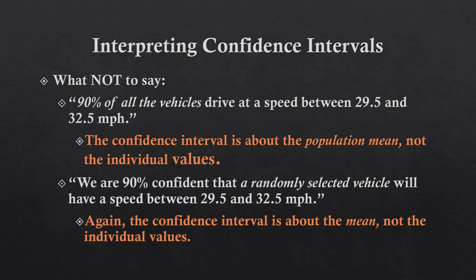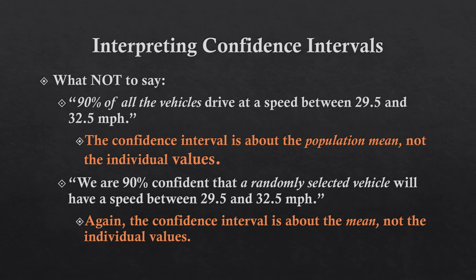Before we dive too much further into this, I just want to give you a reminder that when we interpret a confidence interval, after you've checked all the conditions and we get down to the C in PANIC, we do not want to talk about individual vehicles or all vehicles. We are talking about the mean of a population. So when you interpret your confidence interval, you always want to refer to the mean. So instead of saying 90% of all of the vehicles drive at a speed between 29.5 and 32.5 miles per hour, you want to indicate that the true population average speed or mean speed is between those two values.